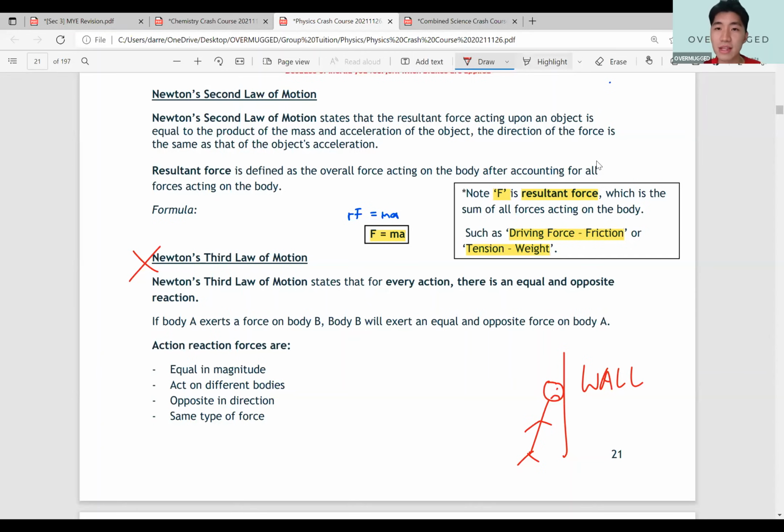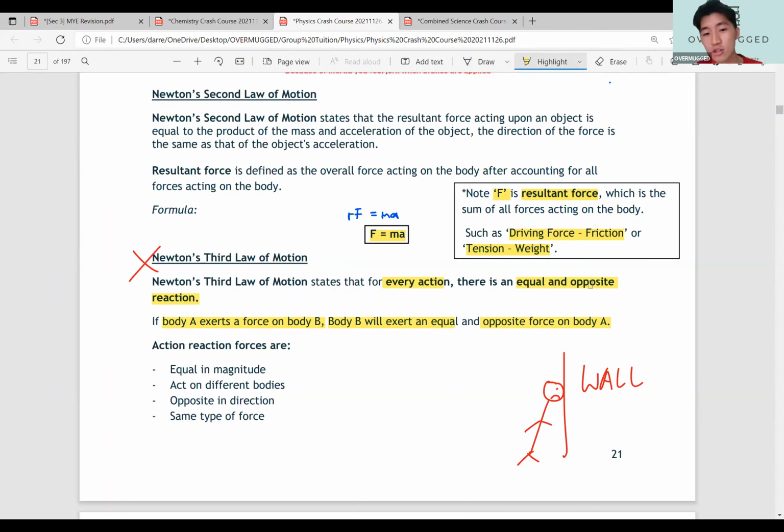Okay, what does this mean? For every action, there's an equal and opposite reaction. If body A exerts a force on body B, body B will exert an equal and opposite force on body A. So when you hit the wall, the wall is also hitting you.